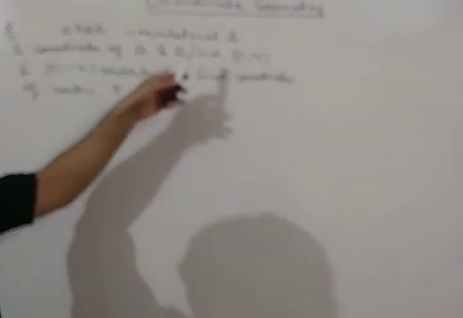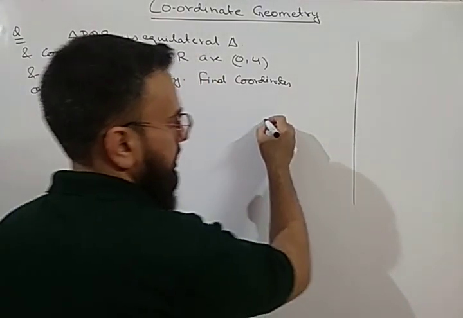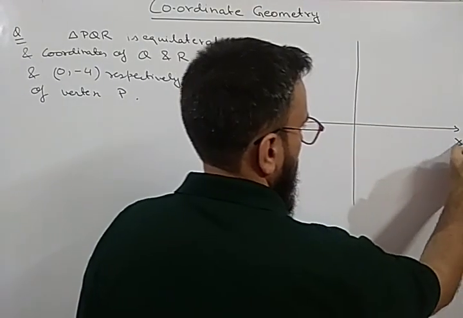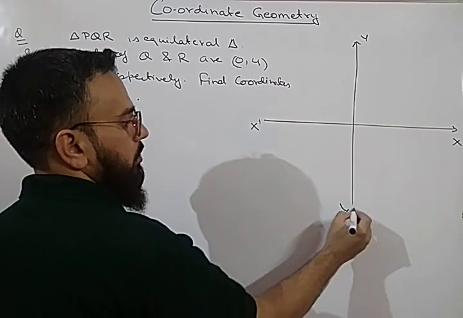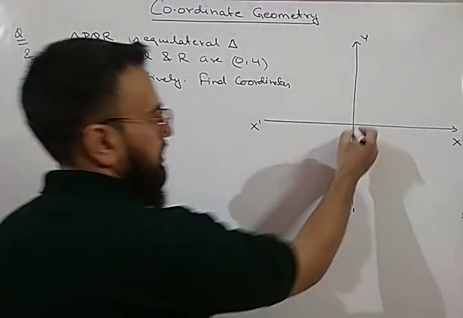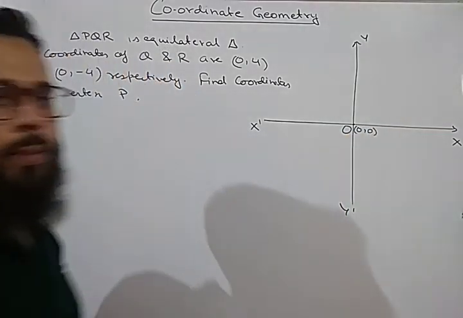Okay, so this is our question now. Triangle PQR is an equilateral triangle. The coordinates of Q and R are 0, 4 and 0, minus 4 respectively. Find the coordinates of vertex P. So first let us draw the figure in Cartesian coordinate system. This is x-axis, y-axis, x dash and y dash. This is our origin O, whose coordinates are 0, 0.